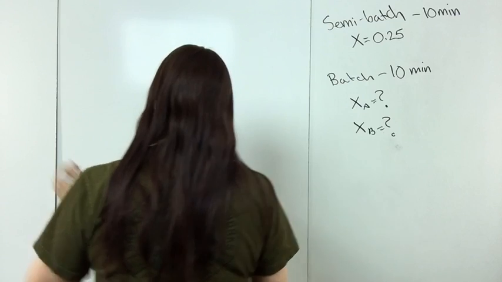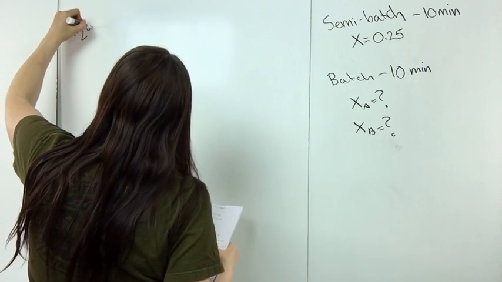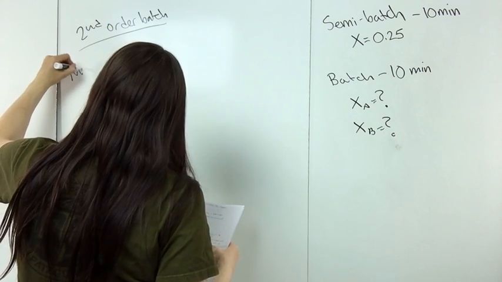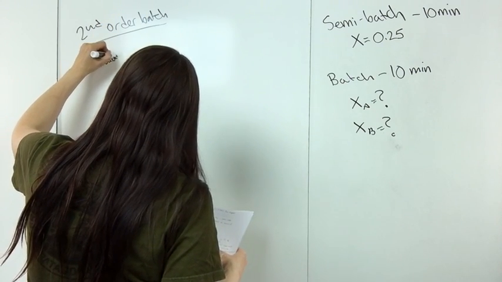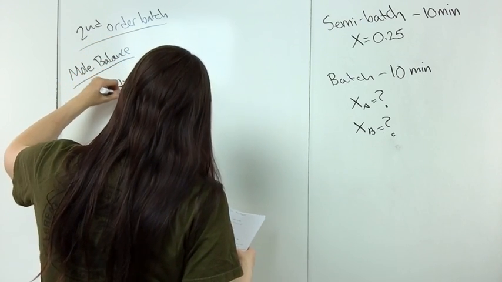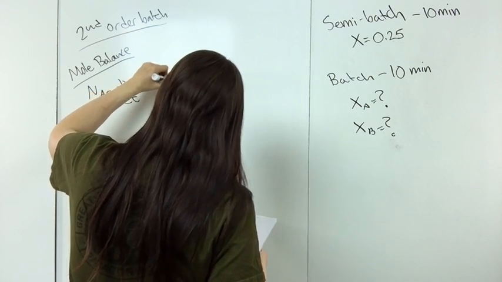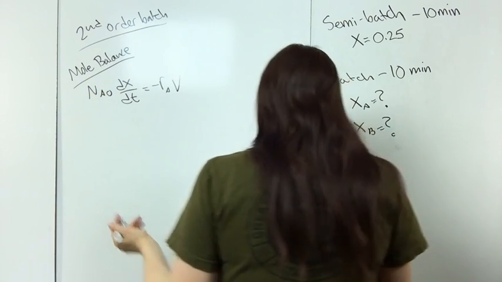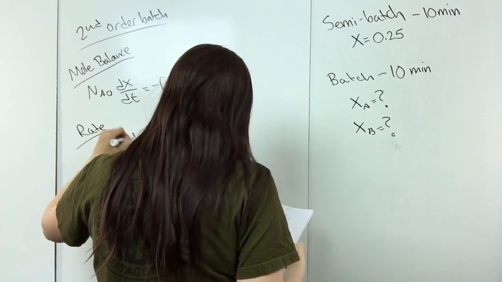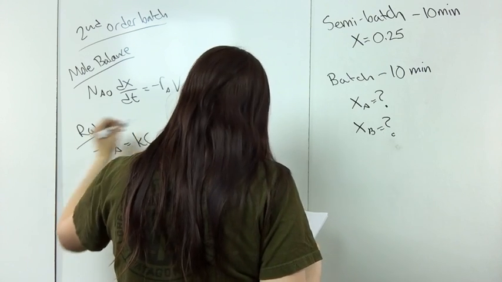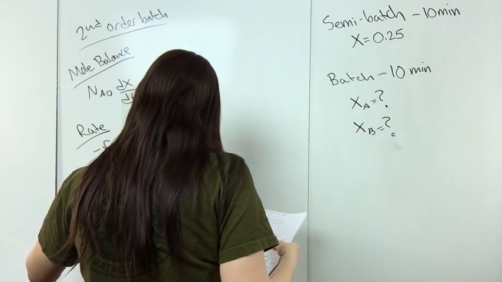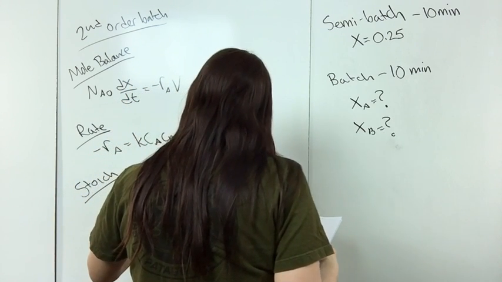So for the batch reactor, it says you have a second order batch. So then you can do a mole balance. So you have N_A0 dX/dt is equal to minus r_A V. And you know that the rate, minus r_A, is equal to k C_A C_B in the stoichiometry. So C_A is equal to C_A0 (1 minus X).